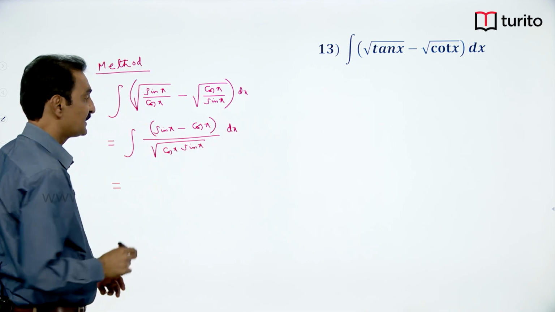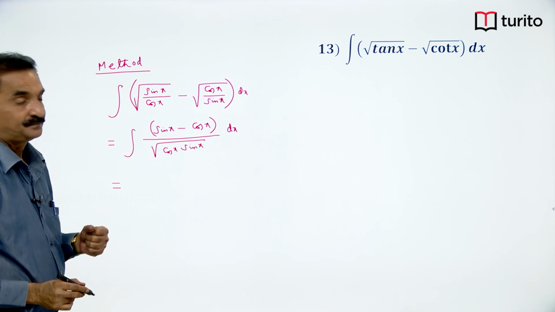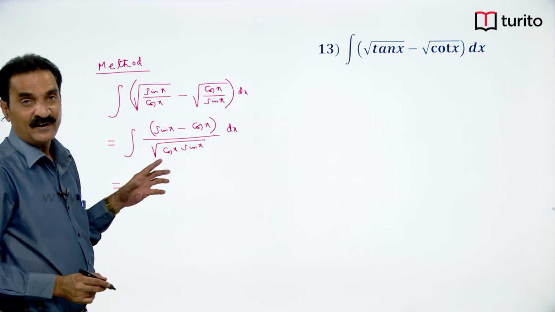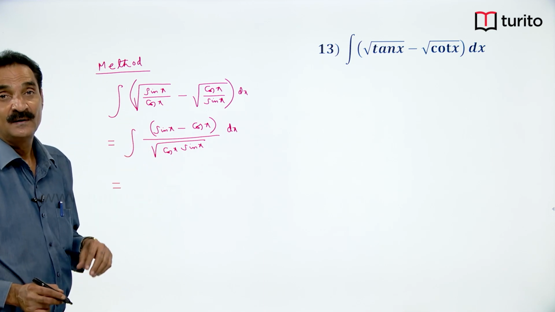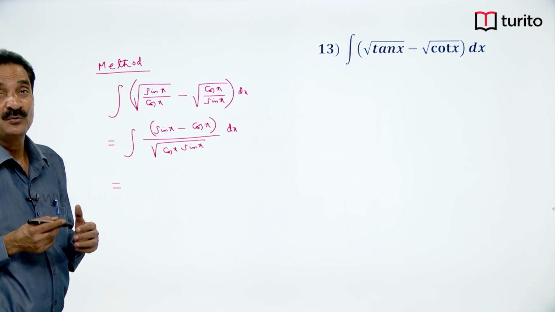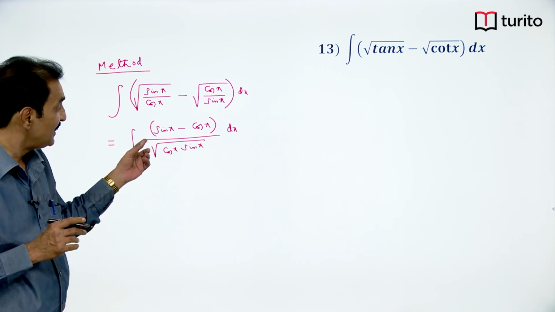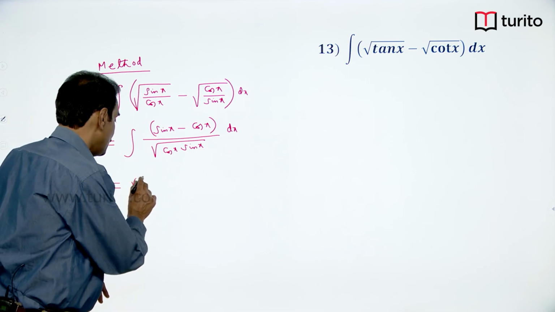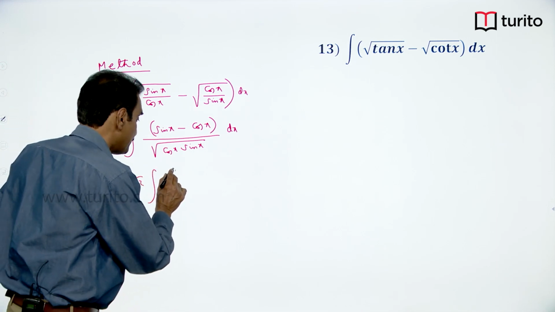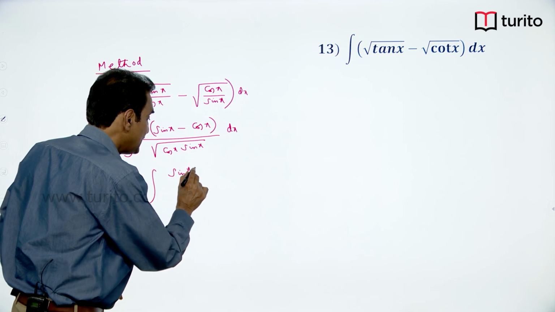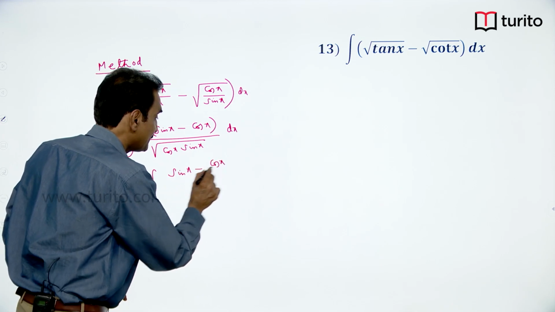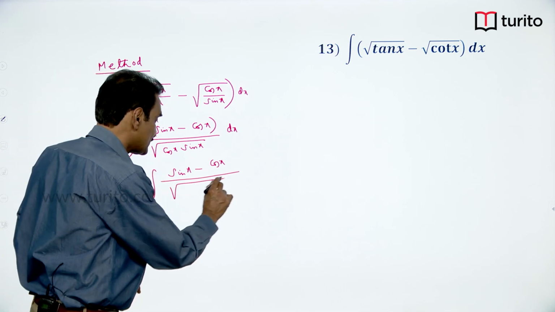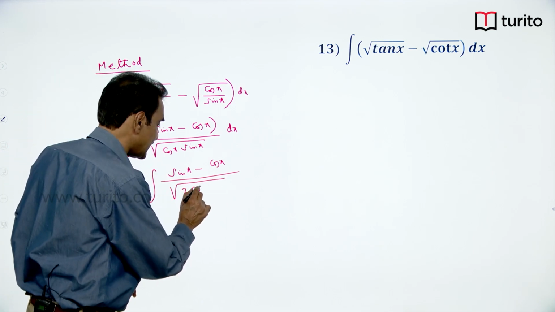Now, multiply and divide by root 2. Why should we multiply and divide by root 2? You will get that idea after seeing the next step. Root 2 into sin x minus cos x by root over 2 sin x cos x or 2 cos x sin x.